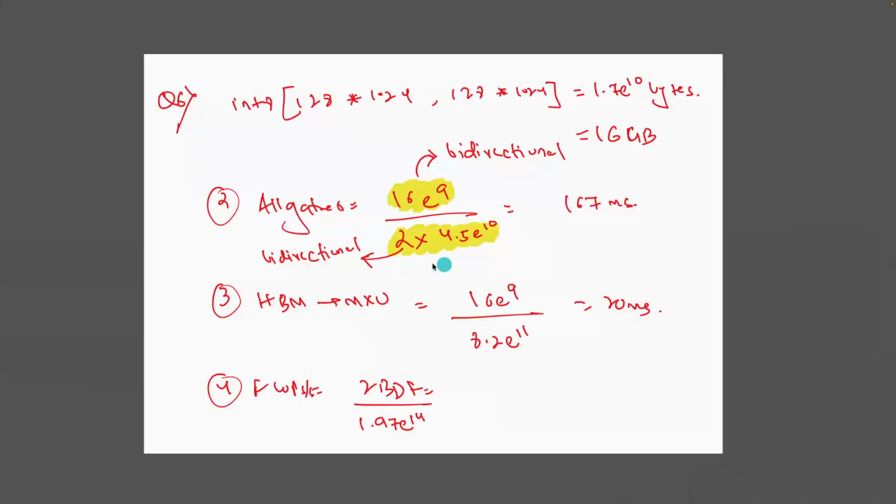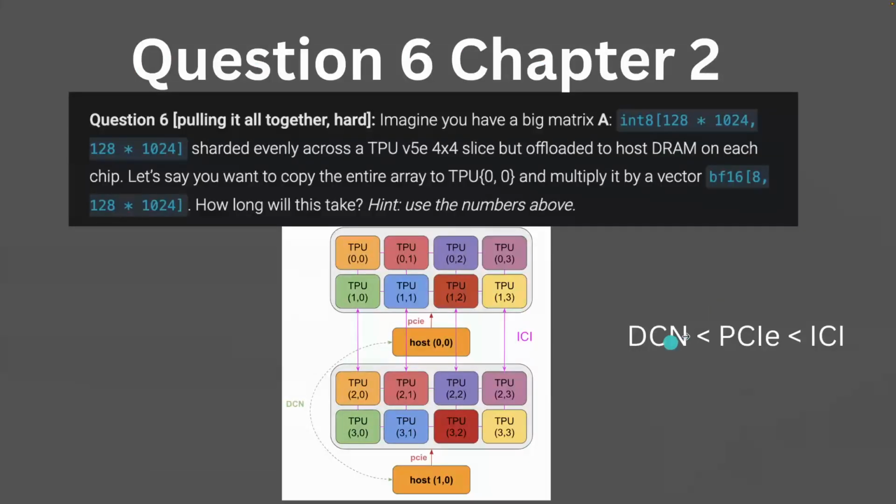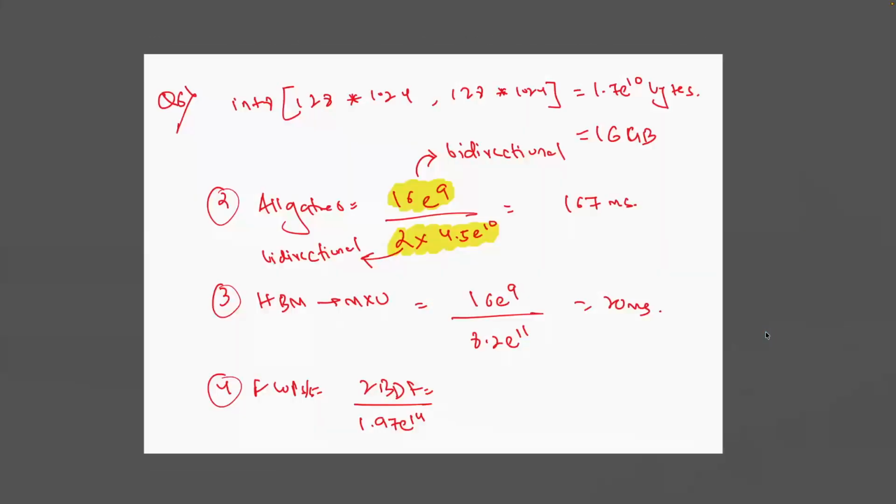But I shifted this question to this lecture because I wanted to explain why all gather is a good communication pattern: it doesn't depend on the number of shards, and it is limited by the bandwidth, and as ICIs have higher bandwidth, you can gather really fast.